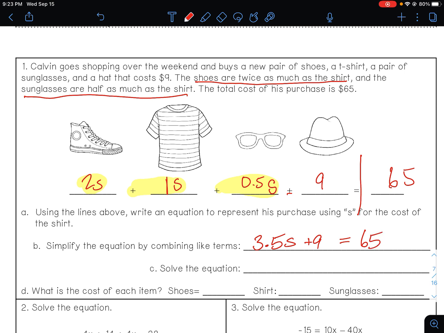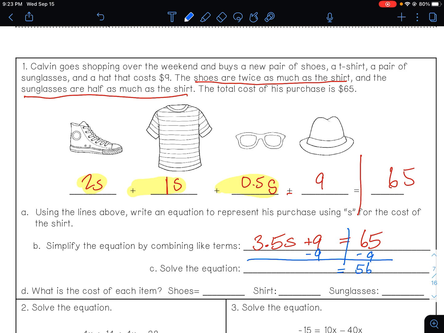All right, now we solve the equation. How do we solve? Well, we subtract, here's our wall. We subtract 9 to get the 3.5S. We want to isolate that variable. Subtract 9 from both sides. That equals 65 minus 9 is... off the top of my head, 56.